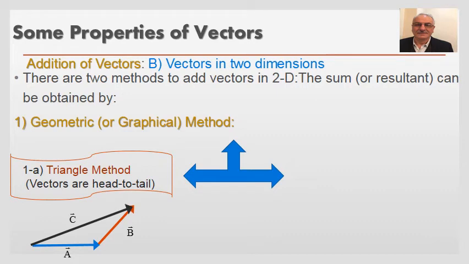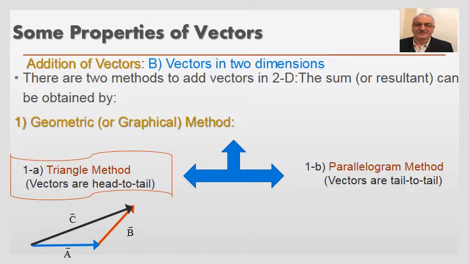In this diagram, vectors A and B are head to tail vectors and form 2 sides of a triangle, while their sum, which is drawn from the tail of the vector A, the first vector, and ends up at the head of vector B, the second vector, represents the 3rd side of the triangle. From here, the name triangle method comes.